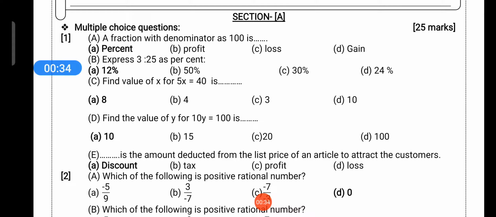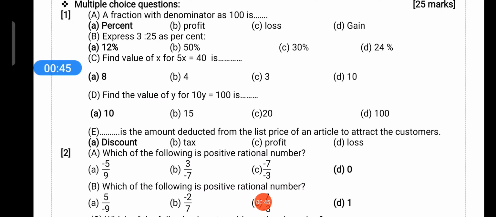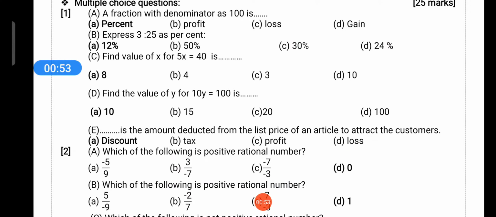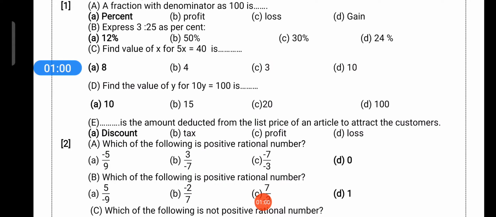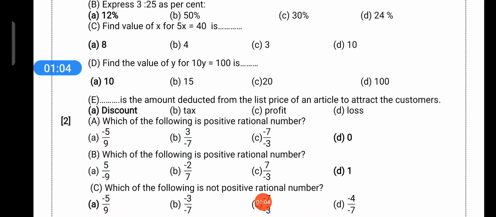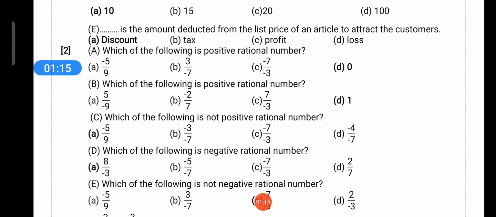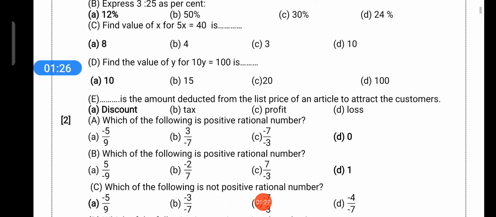A total of 25 multiple choice questions will be coming for your examination. Here a total of 100 MCQs are given. In one question, 5 sub-questions are given, so any one will be selected from this. In question 1, a fraction with a denominator of 100 is a percentage. Express 3/25 as a percent, answer 12%. Find the value of x for 5x = 40, answer is 8. Find the value of y for 10y = 100, answer is 10. And last, discount is the amount deducted from the list price of an article to attract the customers. So one will be selected and one will come for the exam from this question.